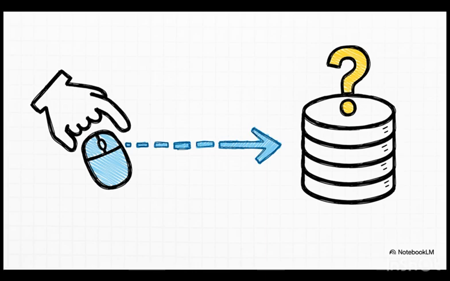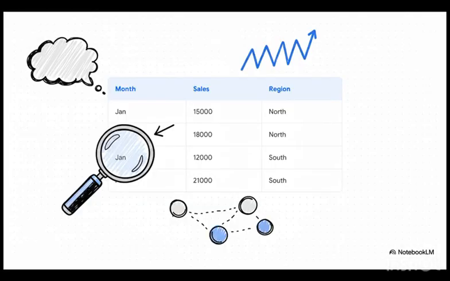Okay, so let's see this in action. We'll start by just pulling some raw data from a database. And boom, we get a standard data table. I mean, it's accurate, but it doesn't really tell you anything, does it? It's just a wall of numbers and text.